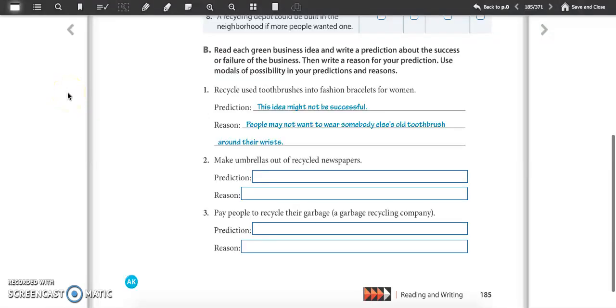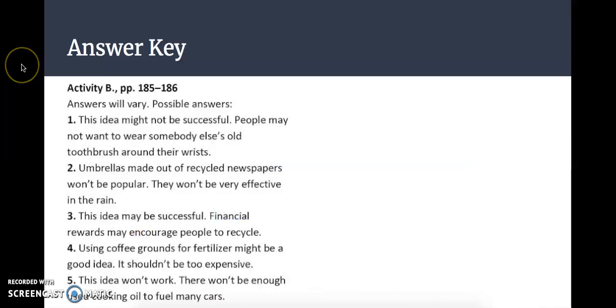Okay, I want you to go back to page 185 and look at Activity B. It tells you to read each green business idea and write a prediction about the success or failure of the business. Then, write a reason for your prediction. Use modals of possibility in your predictions and reasons. Pause the video and complete this activity. Here is the answer key for Activity B. Answers will vary depending on what predictions you made, but pause the video and check and compare your answers.